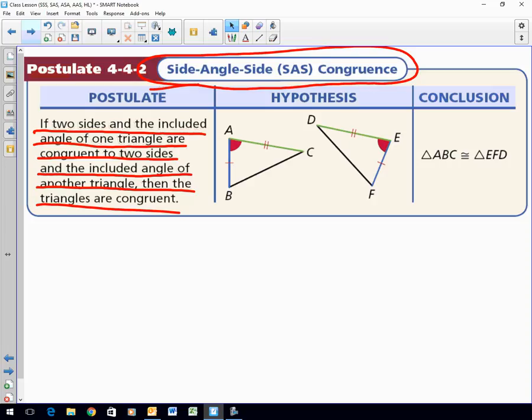Coach, what if I try to use a non-included angle with 2 sides? Ain't gonna happen. Ain't gonna work. It ain't gonna work, Coach. What's it gonna give me? It's gonna give you side, angle, or the other way around, which is angle, side.